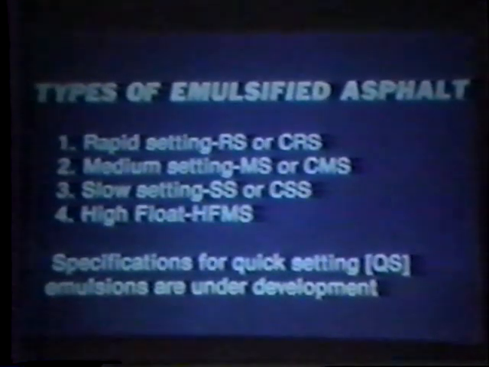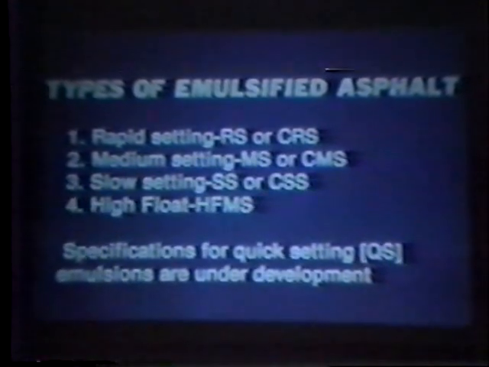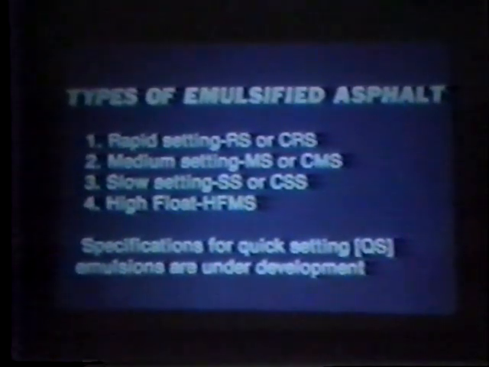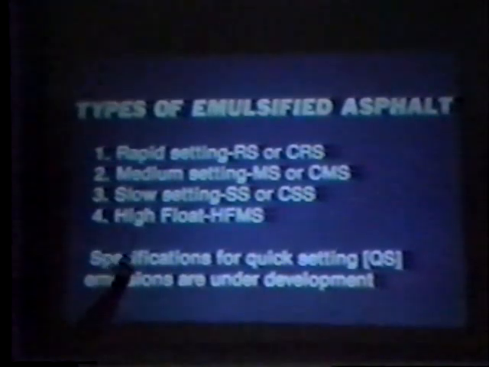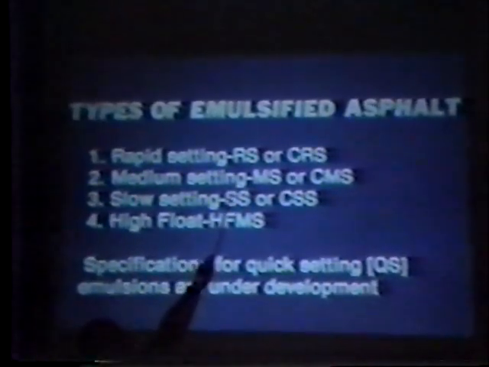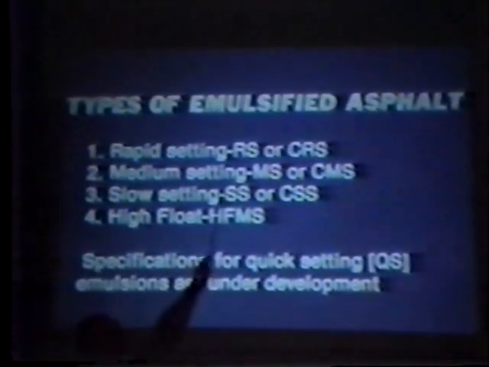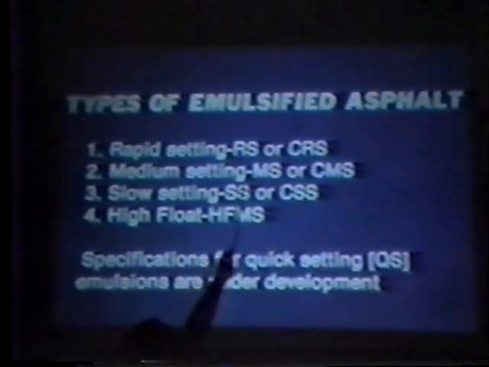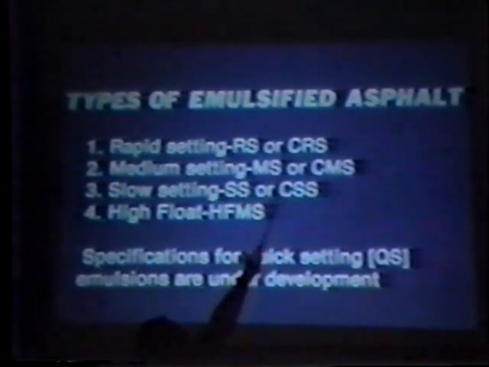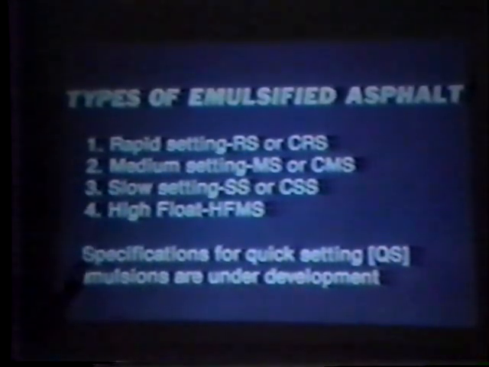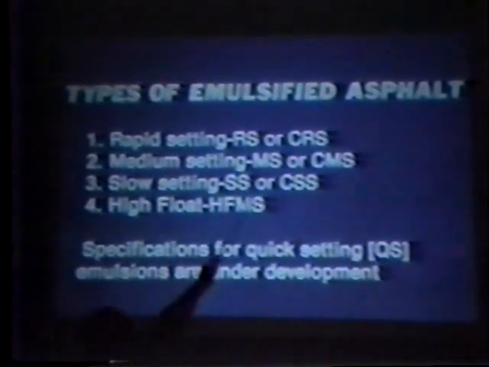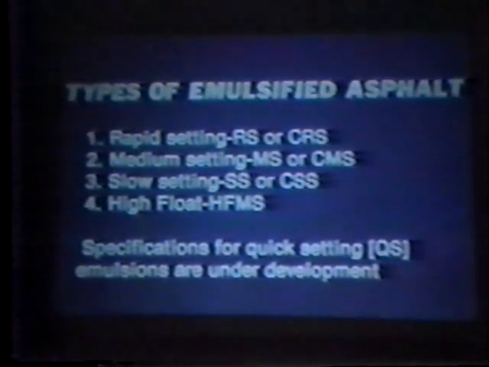With respect to how they handle, like cutbacks, they've done the same thing with emulsions as they've done with cutbacks. They've made them so you can handle rapid setting situations by creating a rapid set. The anionics are called RS, rapid set, simply RS. The cationics, CRS, or cationic rapid set. And so on down the line, the medium setting, MS and CMS.